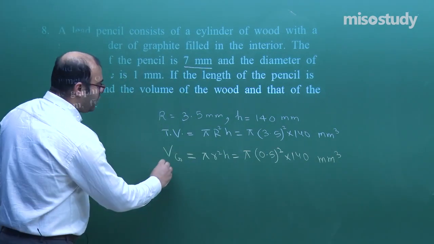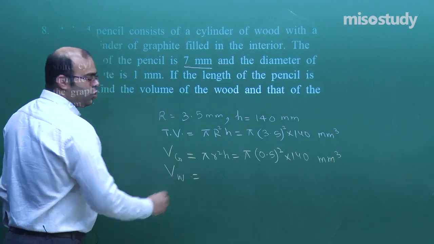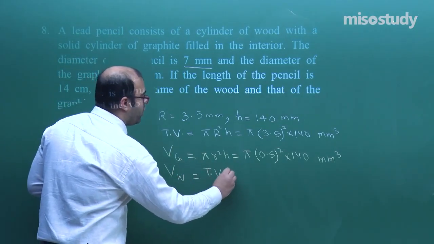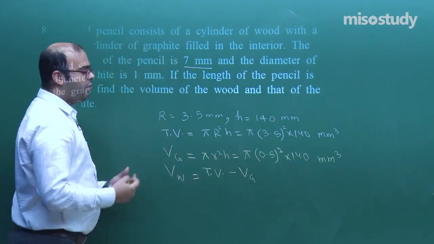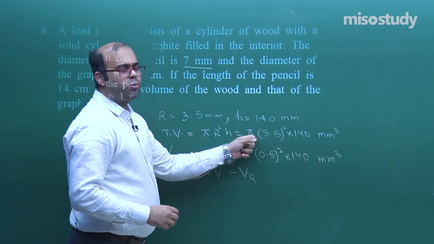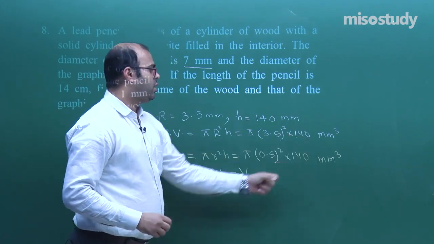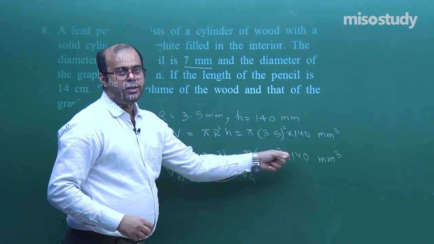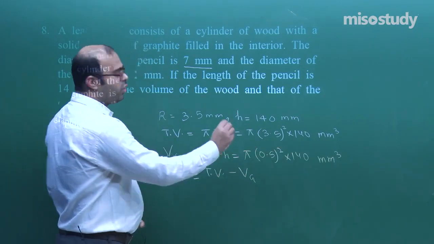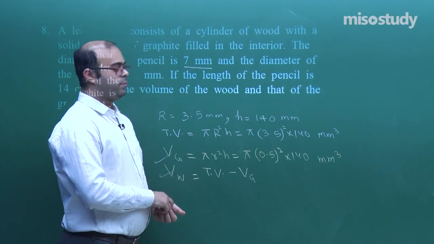Now, if it is asked what is the volume of the wooden part, what you will do? You will subtract from the total volume the volume of graphite, and that will be the volume of wood. Now, here it is calculation. You can easily put pi 22 by 7, calculate this. Get this as the answer. From this subtract this and get this also as the answer as volume of wood, students.